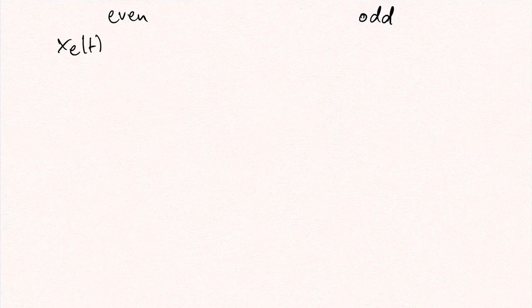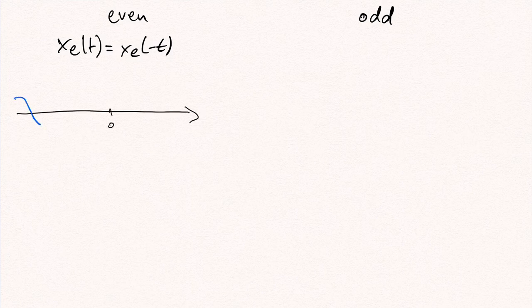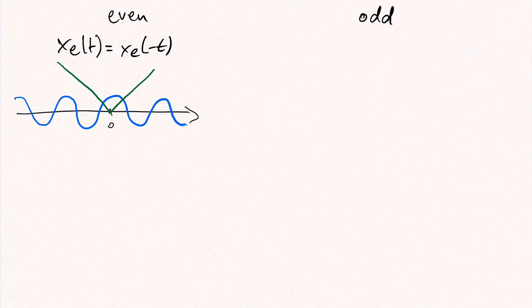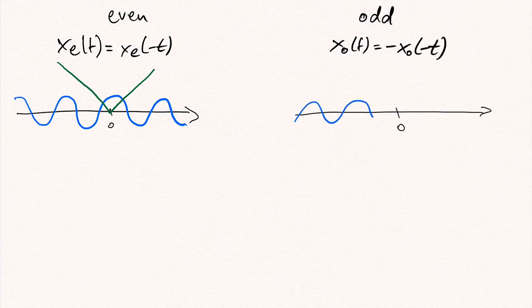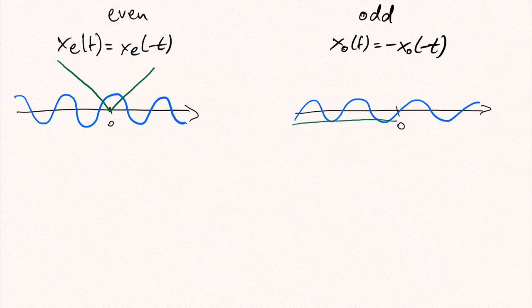We also distinguish between even and odd signals. An even signal xe(t) is equal to xe(-t). An example of a periodic and even signal is the cosine. An example of an aperiodic even signal is the absolute value function. An odd signal xo(t) is equal to -xo(-t). An example of a periodic odd signal is the sine, and an example for an aperiodic odd signal is the signum function, which is -1 for all negative values of t, +1 for all positive values of t, and 0 for t equals 0.